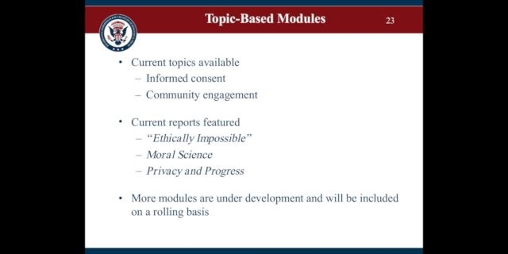So currently available on the website, we offer modules on informed consent and on community engagement. So far, the modules feature 3 of the Bioethics Commission reports. Those reports are Ethically Impossible, STD Research in Guatemala from 1946 to 1948, Moral Science, Protecting Participants in Human Subjects Research, and Privacy in Progress in Whole Genome Sequencing. Additional modules on new topics and incorporating other Bioethics Commission reports are currently under development and will be made available on the website on a rolling basis.